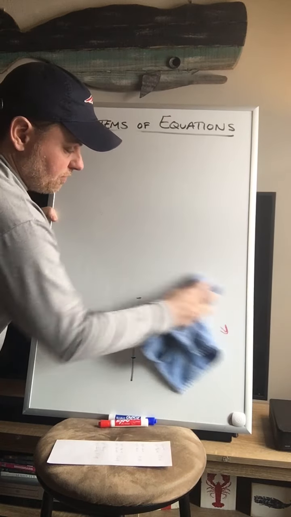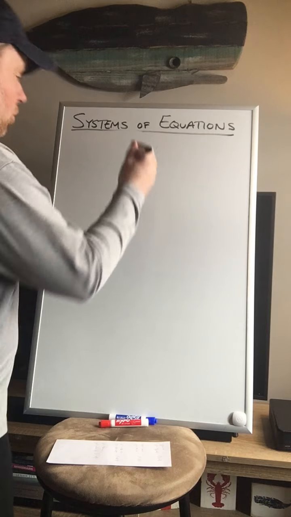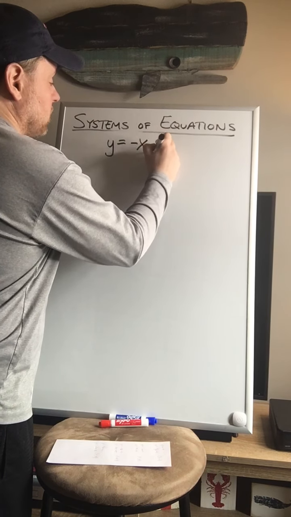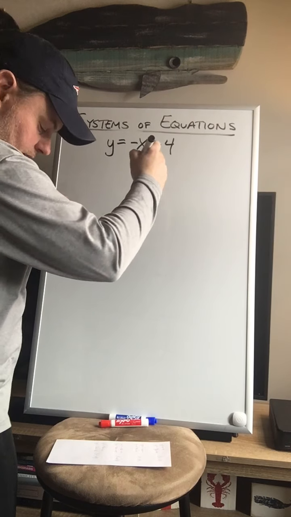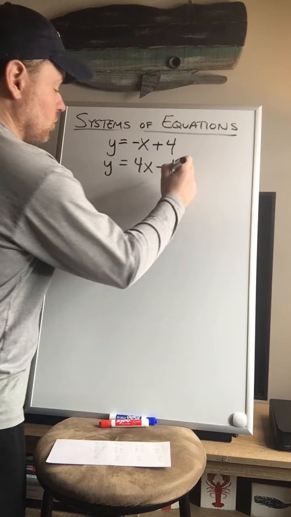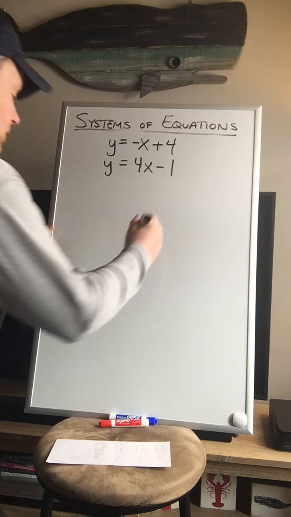All right, so let's do one more graphing one like that. Maybe you can pause the video, try it yourself, and then I'll come back and go over it. So y equals -x plus 4, and then y equals 4x minus 1. Okay? So why don't you try that? I'm going to draw out my axes, and if you need more time than that, then just pause the video, and then we'll come back and we'll go over it. Okay?